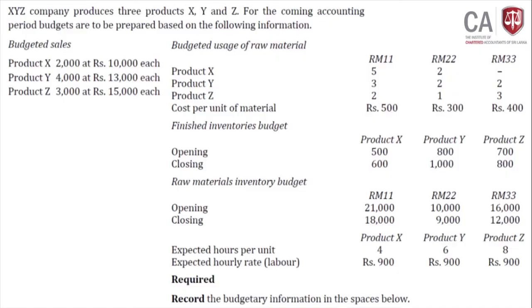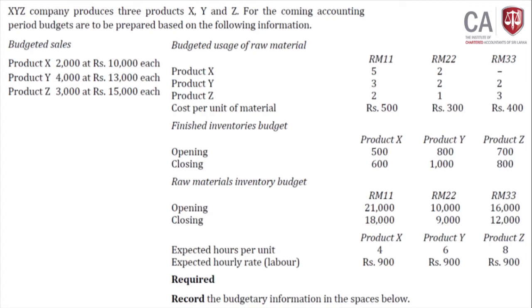Now, read this question. Information is summarized now. Quickly we can prepare the budget. Right? Information has given, summarize. Try this quickly. Right. XYZ company produce 3 product XYZ for coming accounting period budget. For the coming accounting period, budgets are to be prepared based on the following information.